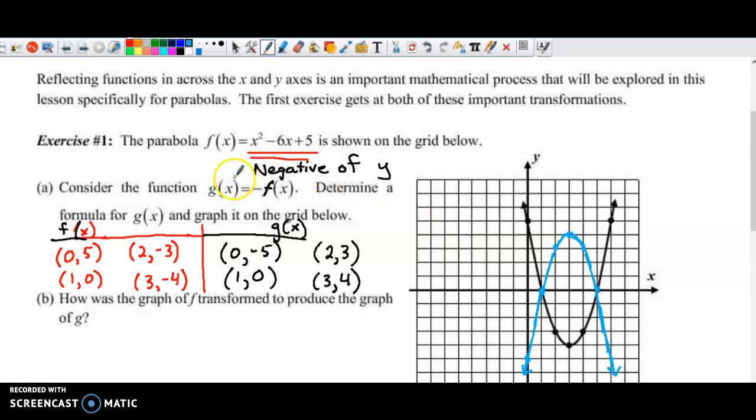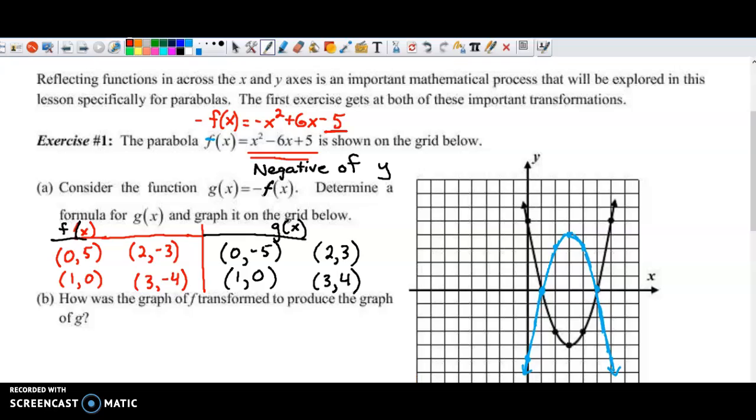If g of x is the negative of f of x, let me go back up here and just rewrite it as negative of f of x. If I do that on the left side, I also have to do that on the right side. So I have to negate every piece on the right side. And you can confirm some of these things, like the y-intercept being negative 5. So that is the formula for g of x.